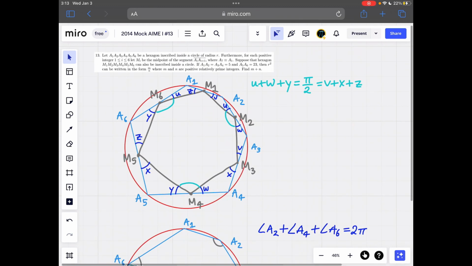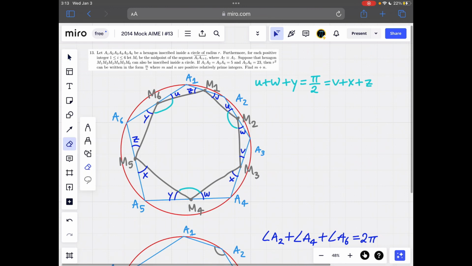Okay, if A1, A2 is equal to 5, then what must be true about the angles? Well, we see that angle A1, A6, A2 is equal to angle A1, M6, M1, because M6, M1 is a midline and triangle A1, A6, A2 is just a simple scale factor with ratio 1/2. And angle A1, M6, M1 is equal to u. So this angle here is equal to u.